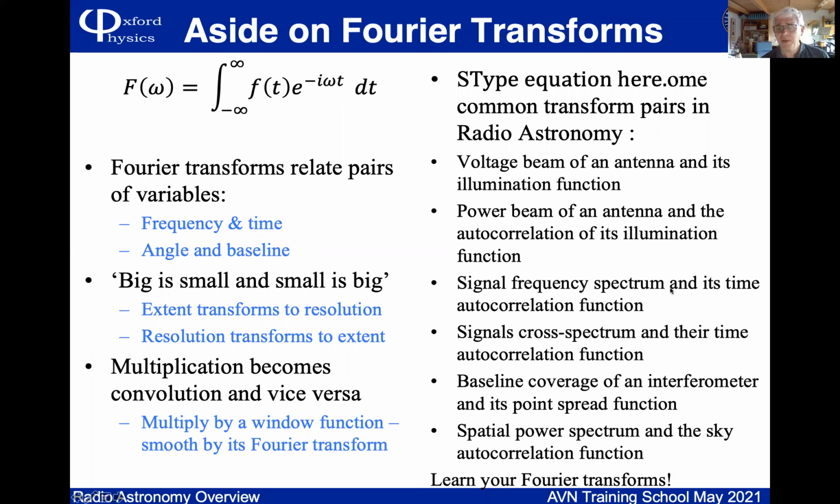The frequency spectrum of a signal and the autocorrelation of that same signal in the time domain, the baseline coverage of an interferometer and the response of the interferometer to a point source. There are lots of these things, and so really you need to get your head around Fourier transforms because they come up all the time.